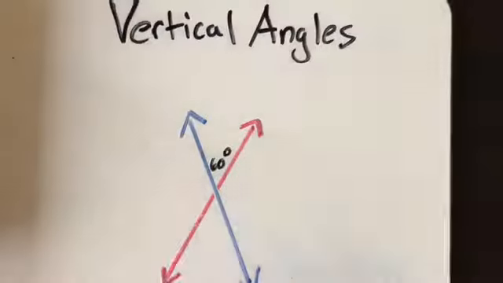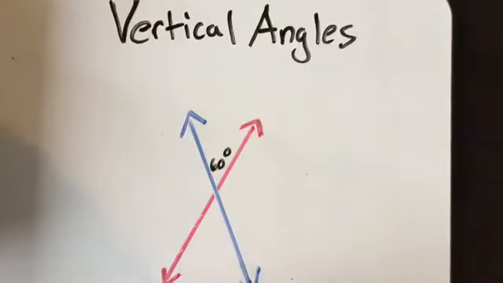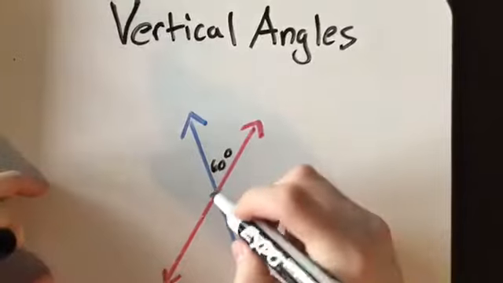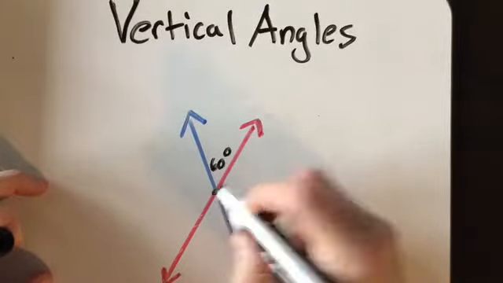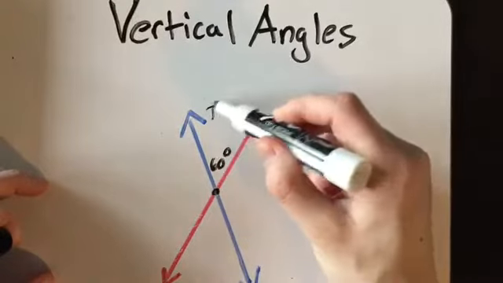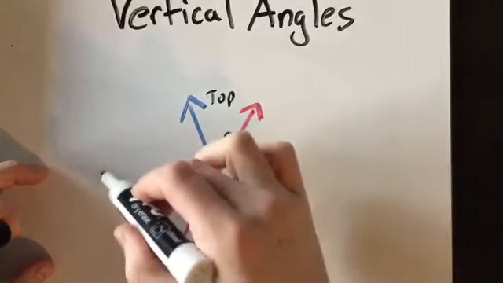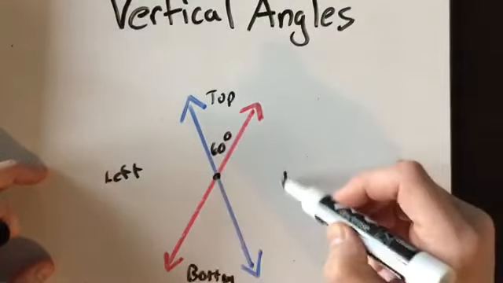Our final angle relationships today are vertical angles, and those are formed by two intersecting lines. We've got two intersecting lines here. They intersect at this point here, which we call the vertex, making four angles. We've got a top-bottom angle pair, and we've got a left-right angle pair.